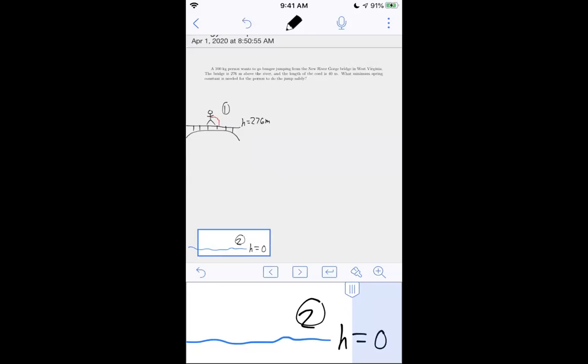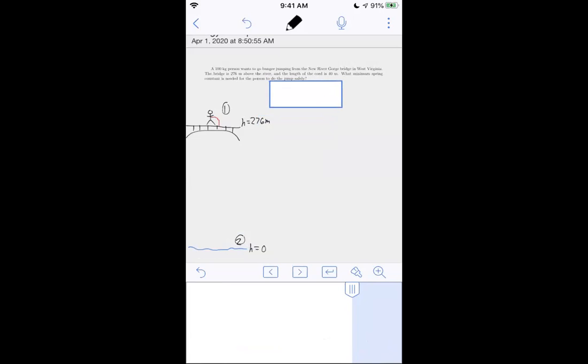So point two is going to be down at the water, right? So we want to write our energy at each of those points. So what I generally do is say, okay, I label this E1 for the energy at point one. What types of energy could possibly be involved in this problem, right? So I start as broadly as possible.